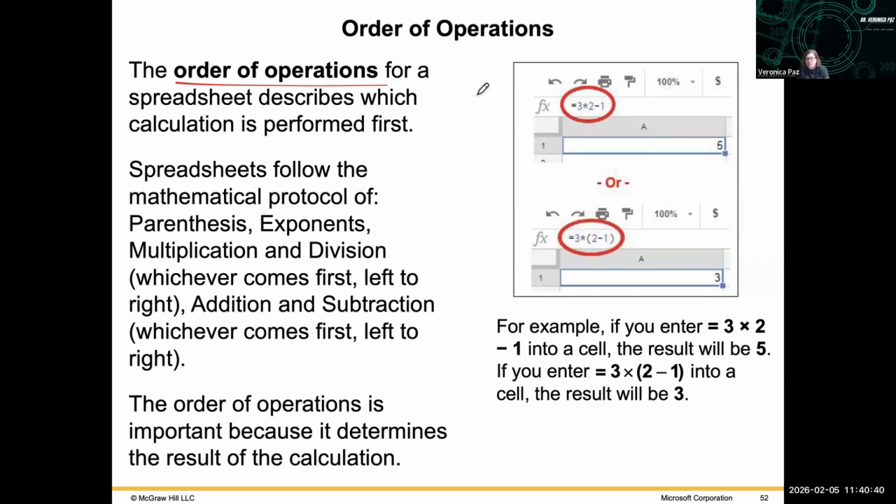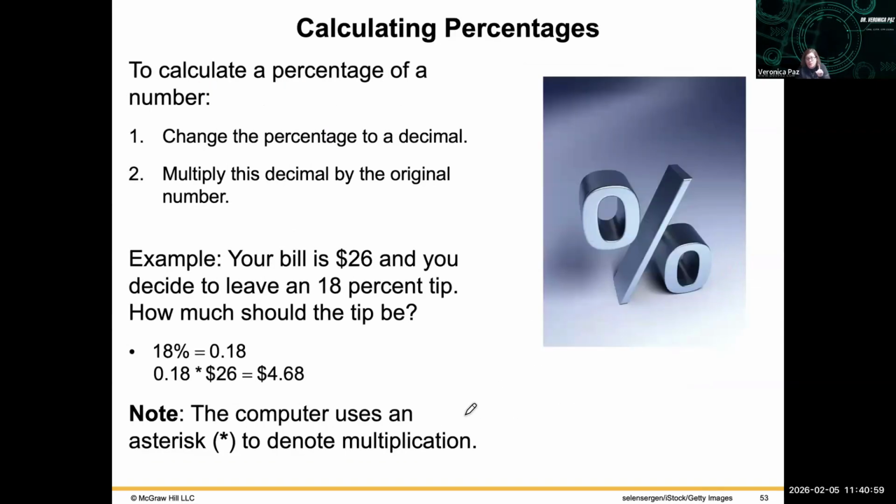But if you enter it like you see here, you're telling Excel now to do this first, which is 2 minus 1, which is 1. So that would be 3 times 1. That's how we put in parentheses to tell Excel what math operation to do first. That's also important because you might not get the information that you need.